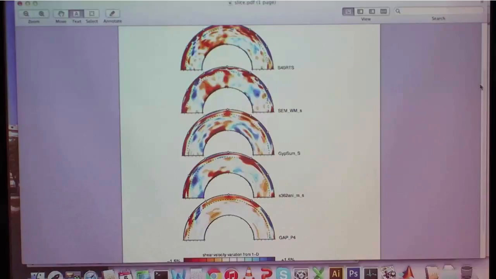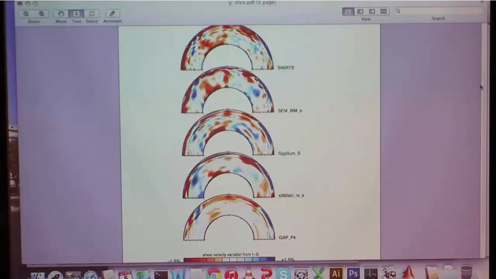Anyway, these are fairly typical differences between global scale models that you get. The differences are for many different reasons. Mostly data coverage, but also damping, regularization, all the things that Ved talked about, all the types of choices that you make to produce a model. It's all going to matter for how the images will look.